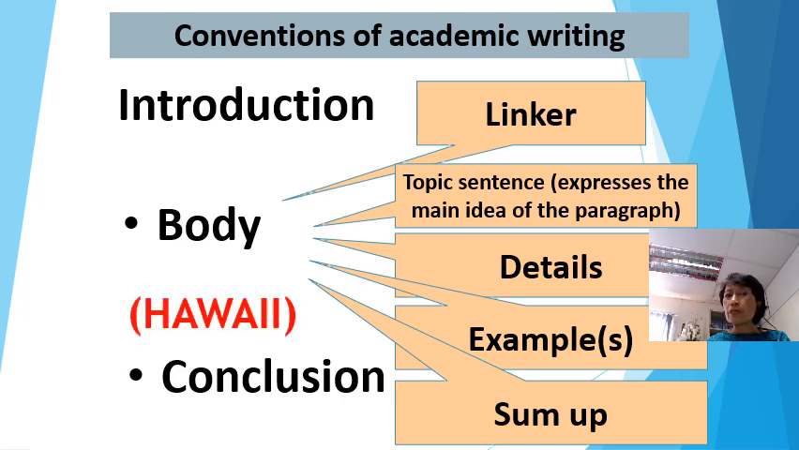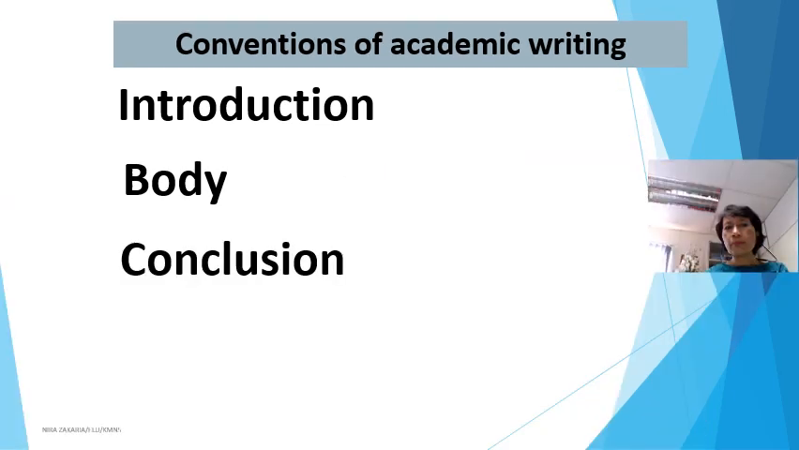And you can observe this acronym, HAWAII: how and why, together with example, are expected to be there in order to get a good band or a higher band. How and why have to be there. Explain in detail. I will explain in the next slide on how you are to develop your ideas.